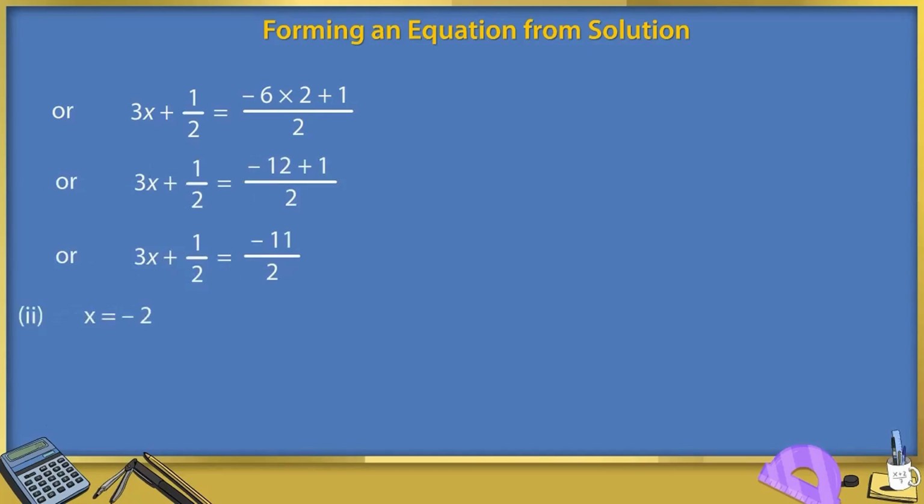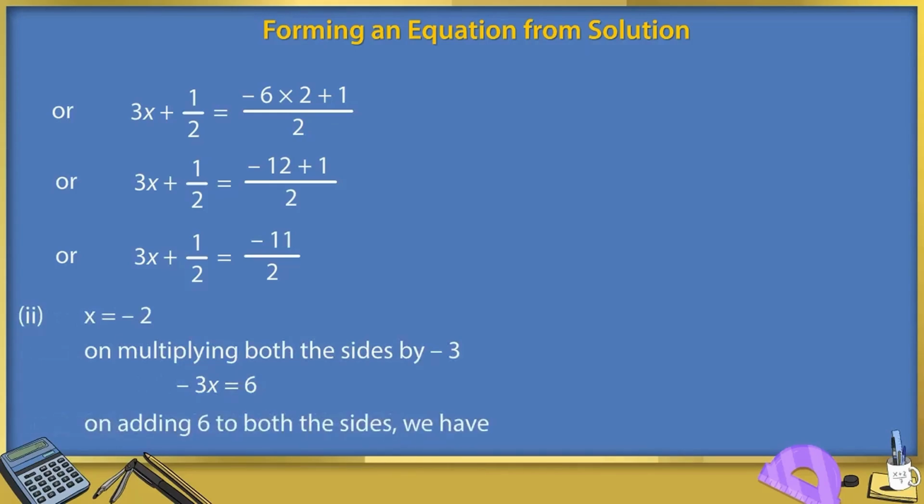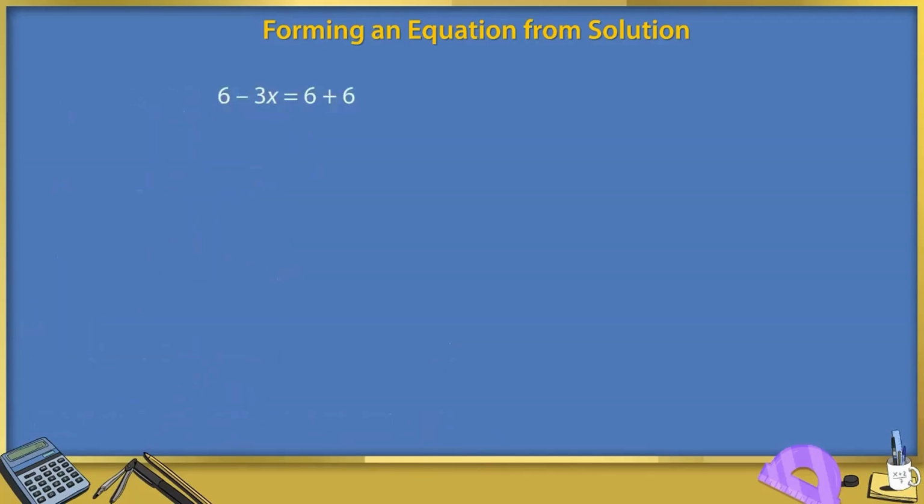2. X is equal to minus 2. On multiplying both the sides by minus 3, minus 3x is equal to 6. On adding 6 to both the sides, we have 6 minus 3x is equal to 6 plus 6, or 6 minus 3x is equal to 12. 3. X is equal to minus 2.